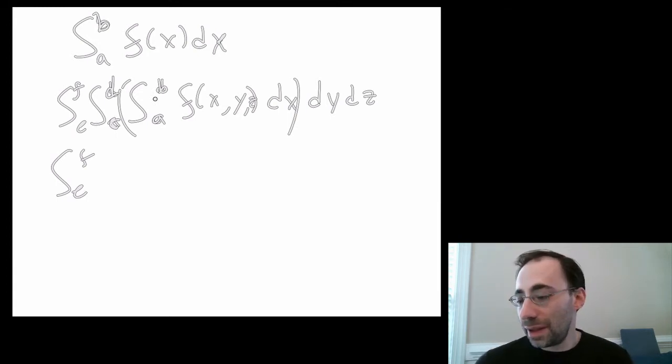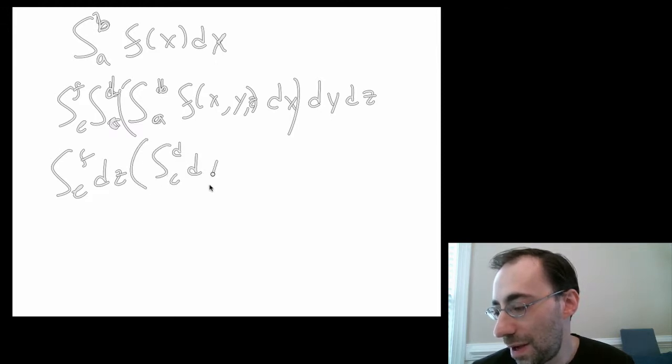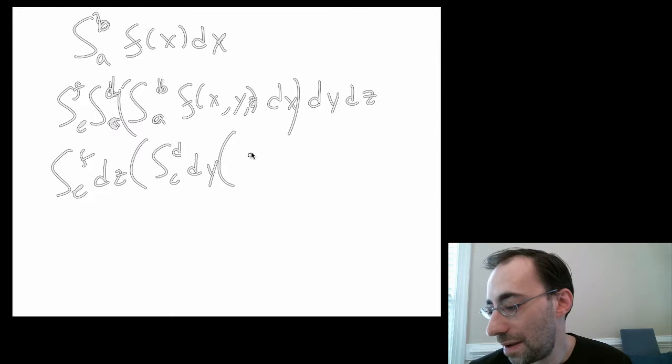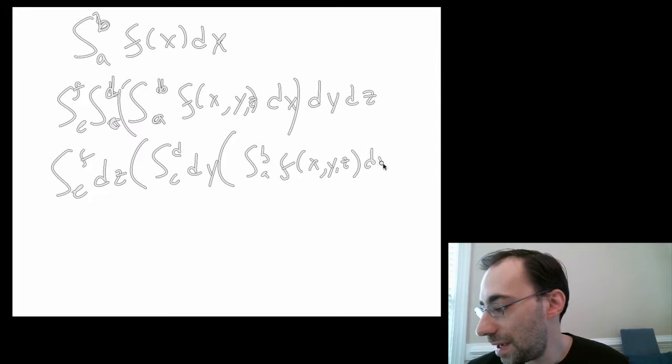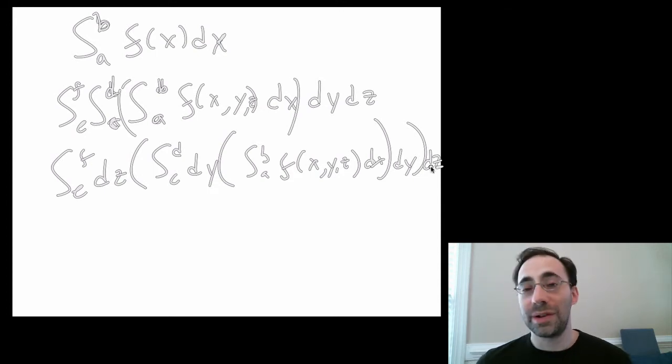Okay, so I could do it like this. I could write the dz out here, and then the c to d over here with the dy, and then the a to b, and there's f, and there's dx, dy, and dz. This is one way of writing it to be clear what you're doing.